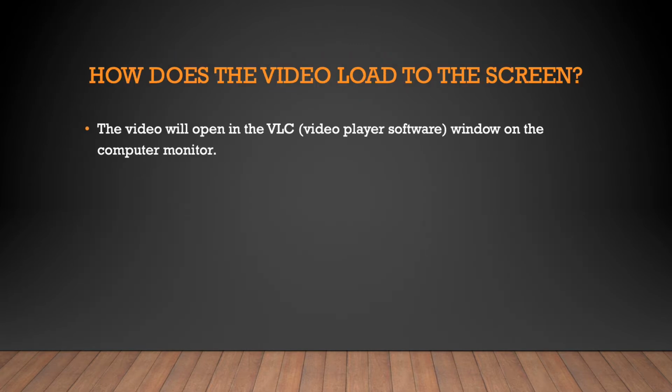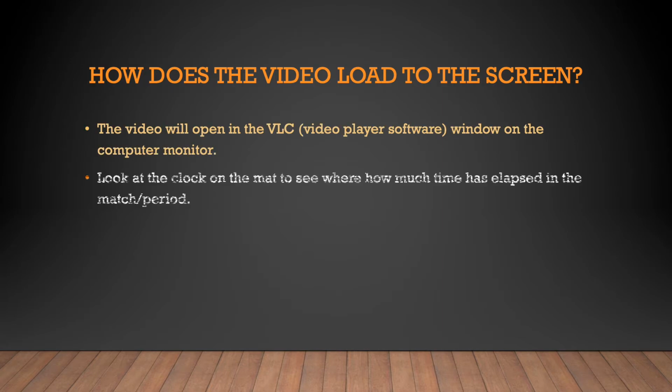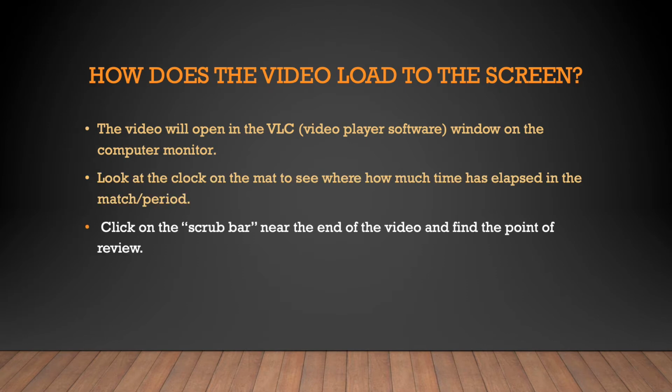The video will open in a VLC video player software window on the computer monitor. Look at the clock on the mat to see how much time has elapsed in the period or the match. Click on the scrub bar near the bottom of the video window to find the point of review, carefully watching the clock that is on the video so that you can match it up with the clock on the mat.